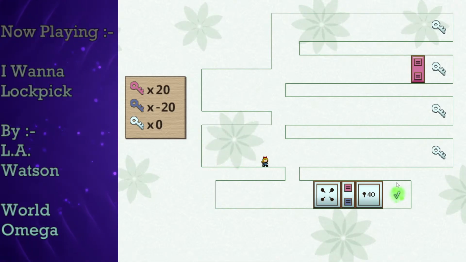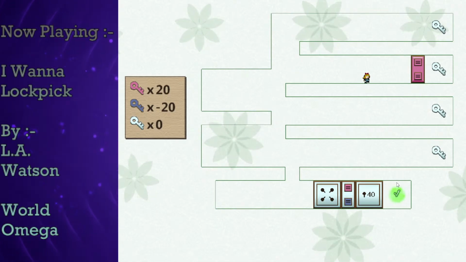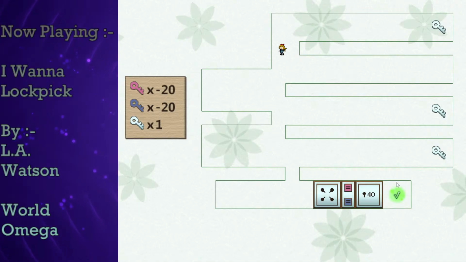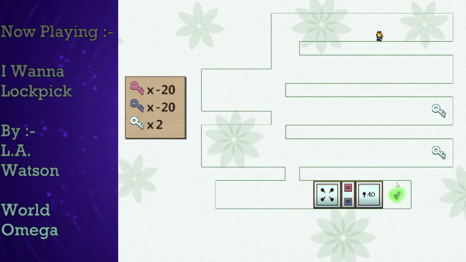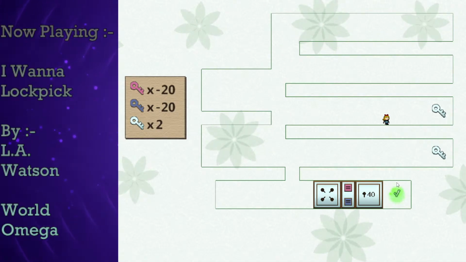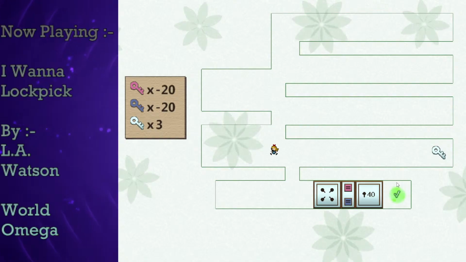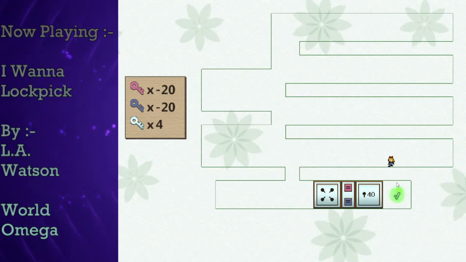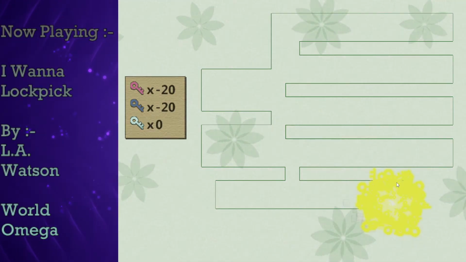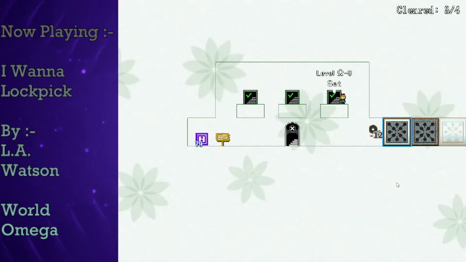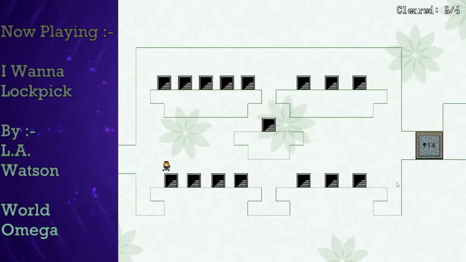Oh, hold on. 20 and negative 20. Boom, we got it. We got it. There we go. It wasn't that difficult. It wasn't as difficult as I thought it would be. But I digress. Let's move on.